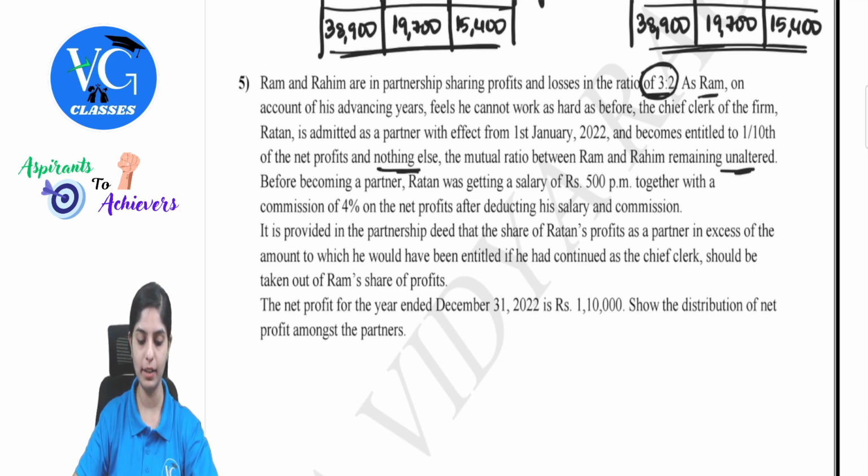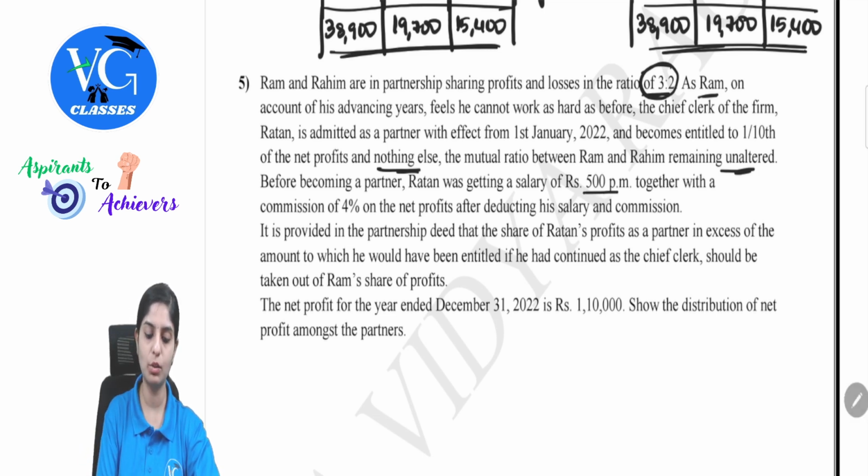Before becoming a partner, Ratan was getting a salary of 500 per month together with a commission of 4% on the net profit after, this is the word to observe here, deducting his salary and commission.